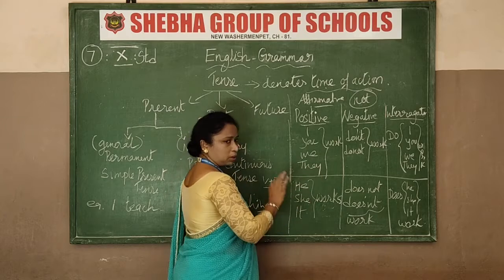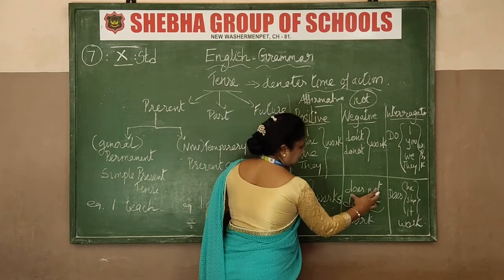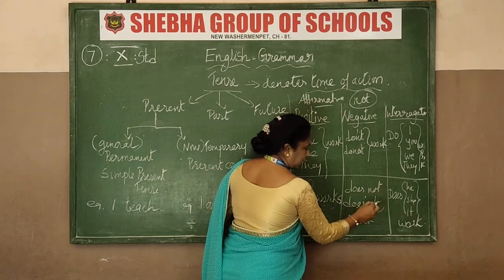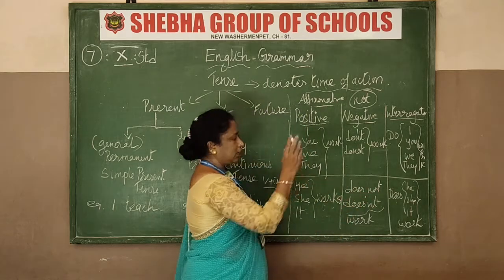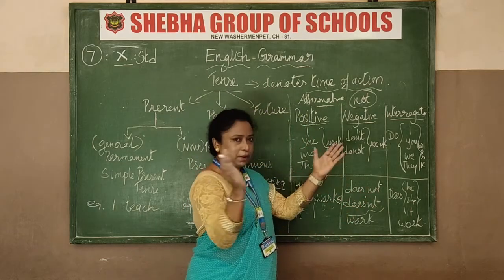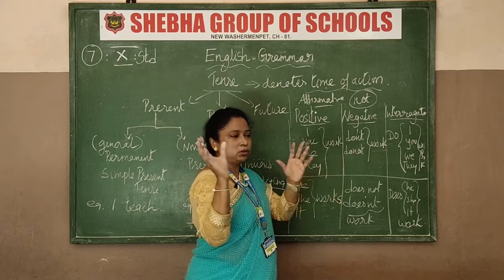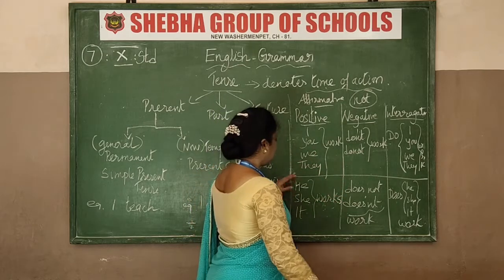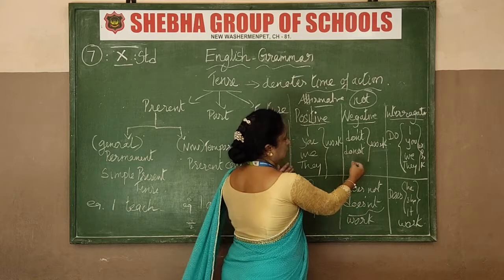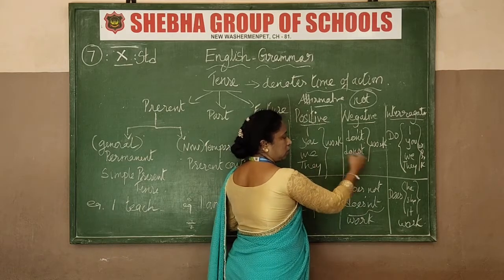Does not or doesn't, whatever. Does not is contracted to form doesn't, like don't. They are making the word small. The O is taken off. So doesn't. It is a contraction actually. Okay. So this is it. Now these two you understood. Affirmative you understood. Negative you understood. How you are going to write it.